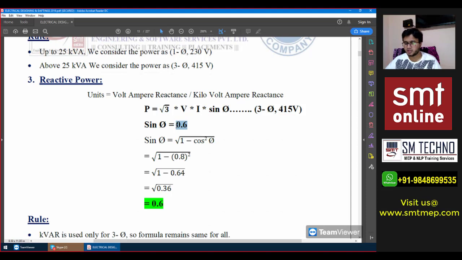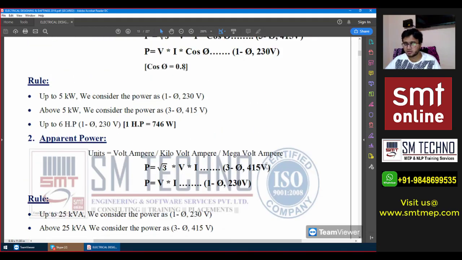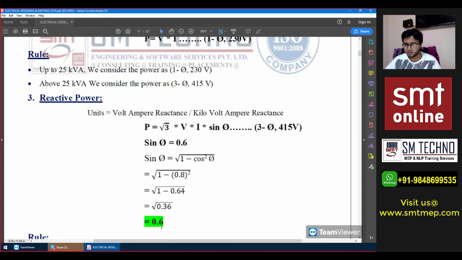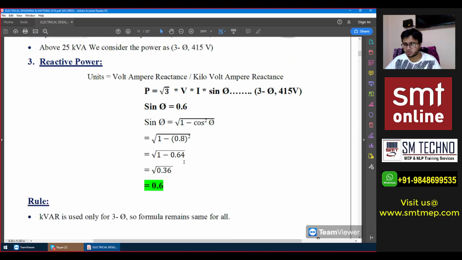For sin phi, what value do we get? 0.6. Why do we get 0.6? Because in the 12th standard we studied that sin theta equals under root of 1 minus cos square theta. This is a basic formula. What cos value are we taking here? 0.8. When you substitute, under root of 1 minus 0.8 whole square, you get under root of 0.36, which is 0.6. So whenever the power factor is 0.8, sin phi will be 0.6.